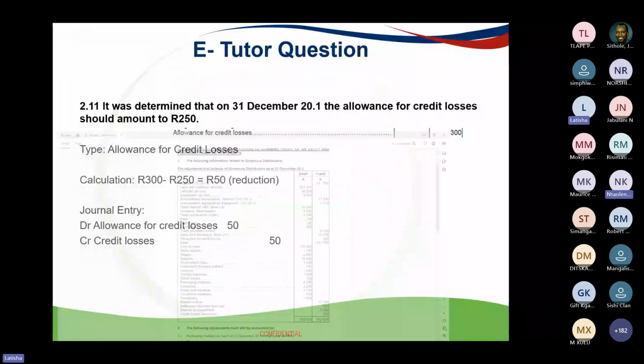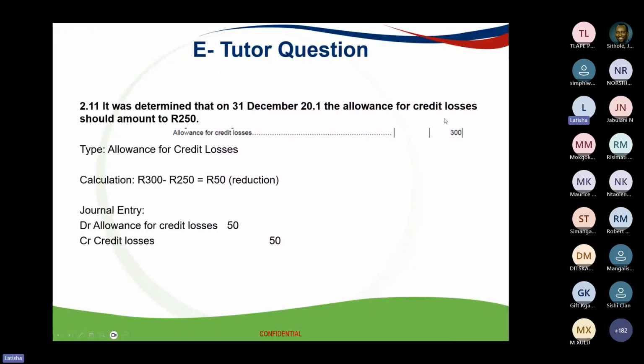Okay. Then in this case, what they're saying is now you must reduce it because the provision we have is too much. So because we have to reduce it by 50 Rand, that is why we credit it here. So it becomes an income, a credit to credit losses, because now we need to reduce the allowance. So the adjustment is then the income, not necessarily the nature of credit losses. Exactly, 100% correct. Okay, thank you.